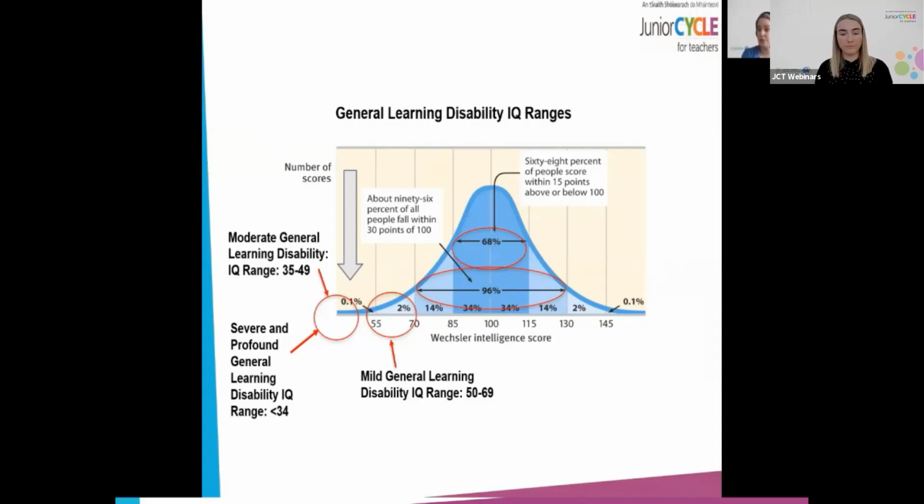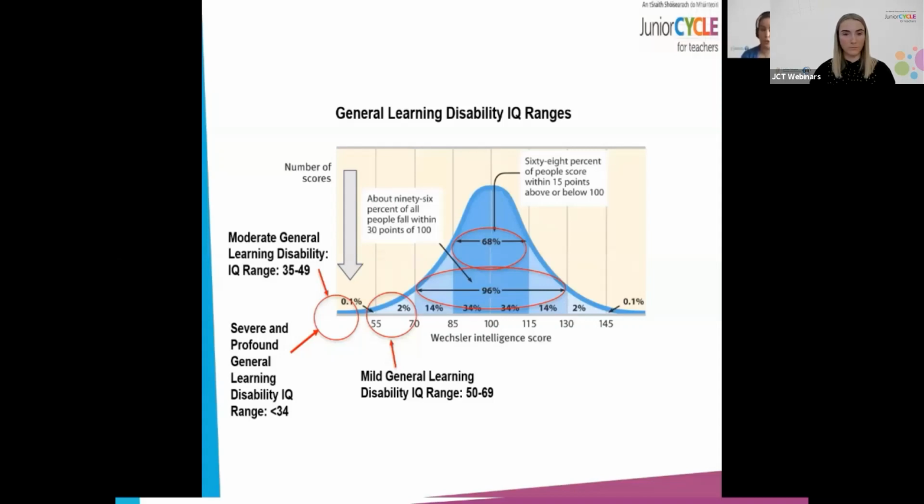Then either side of that, you've got your deviations: exceptionally high on the right-hand side. Over 130 would be an exceptionally gifted IQ range. And then on the left-hand side, below 70 would be in the general learning disability range. So mild general learning disability is between 50 and 69. A moderate general learning disability is between 35 and 49. A severe general learning disability is between 20 and 34. And a profound general learning disability range of IQ would be below 20.